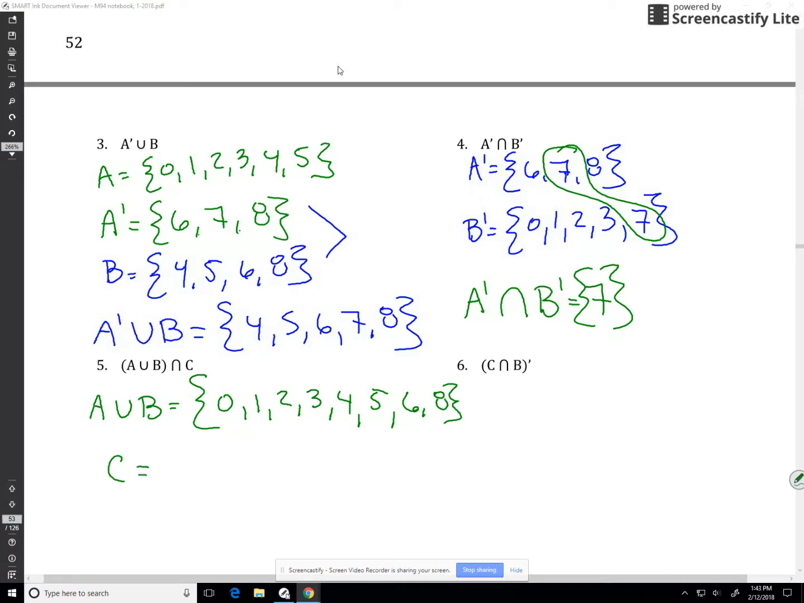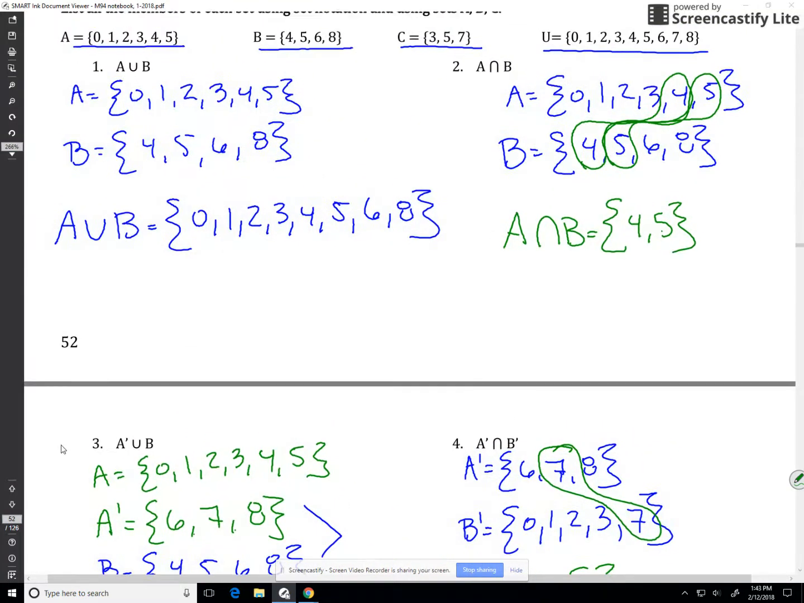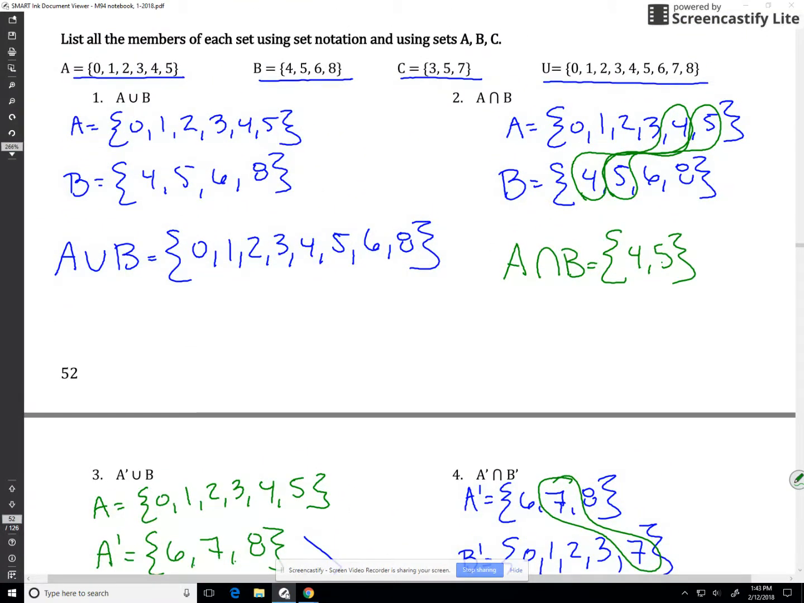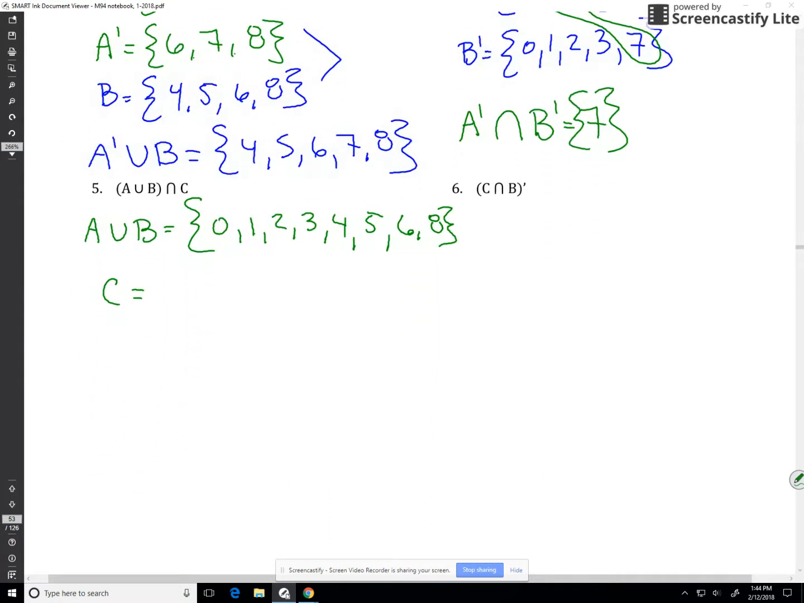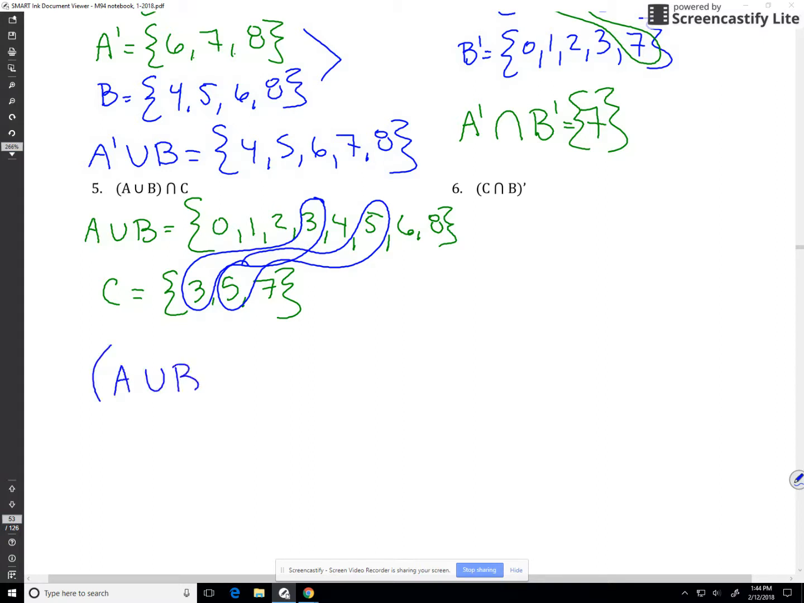Now we're looking at where does that intersect with C. So we haven't really dealt with C, so let's go back to the previous page and figure out what C is. Oh, C is 3, 5, and 7. So we get that. Now again, where do these overlap? Well, they're going to overlap at 3 and 5. So A union B intersect C happens at 3 and 5.